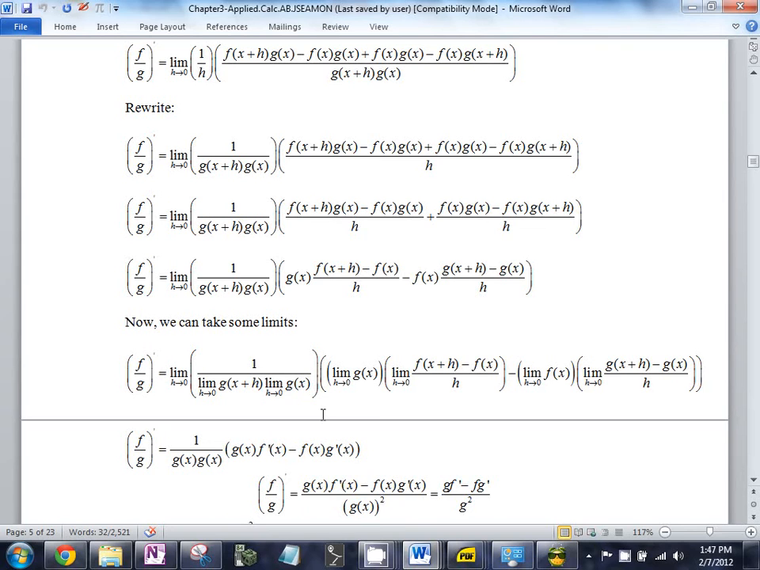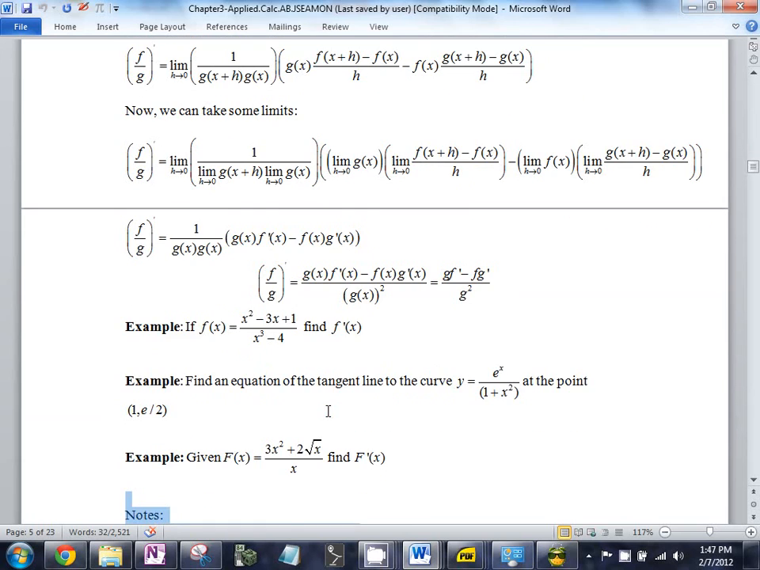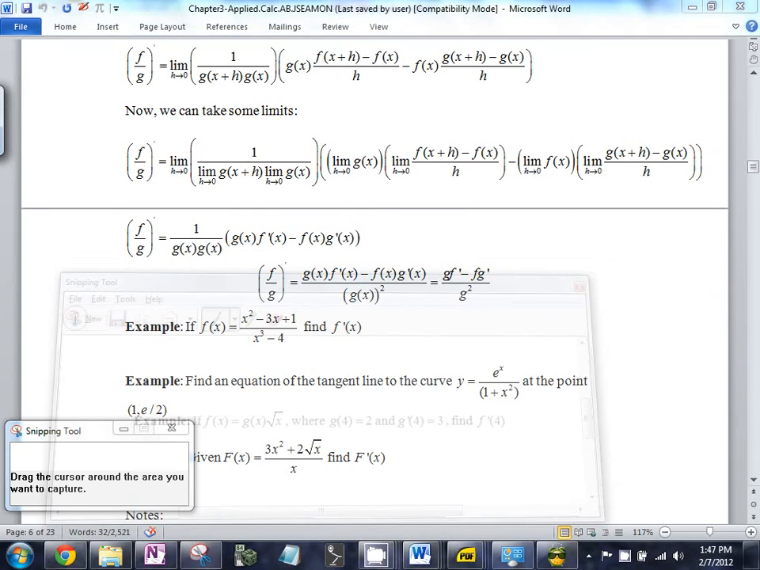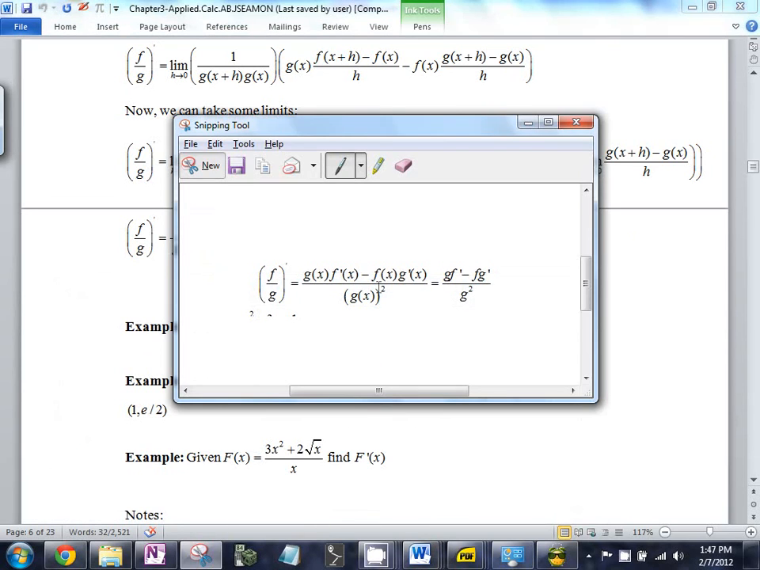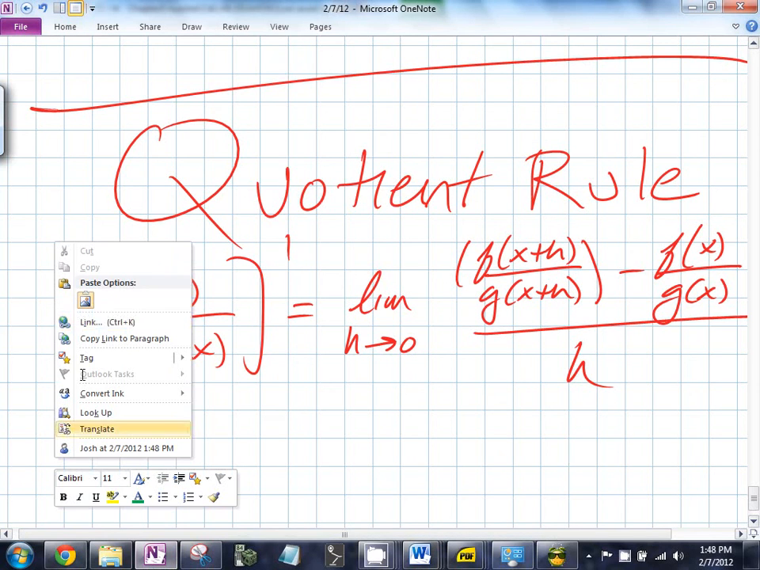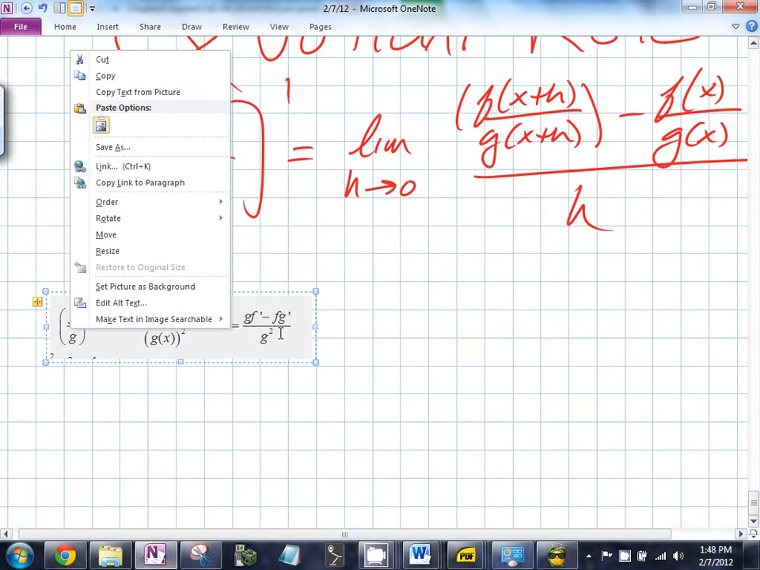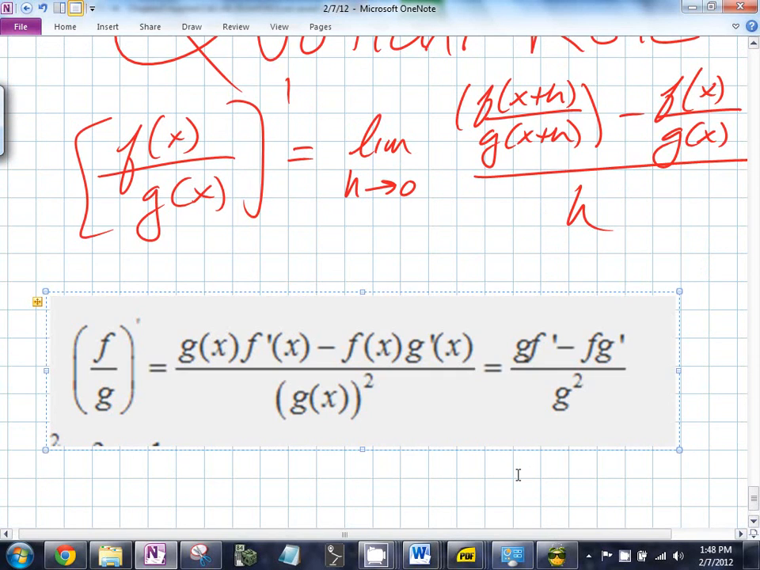This is where it's really important you understand what's going on. And you have to memorize this. This is super important. This is the quotient rule. If you take the derivative of the quotient of two things, see this right here? That's the derivative. You can skip over this. It goes straight to this.